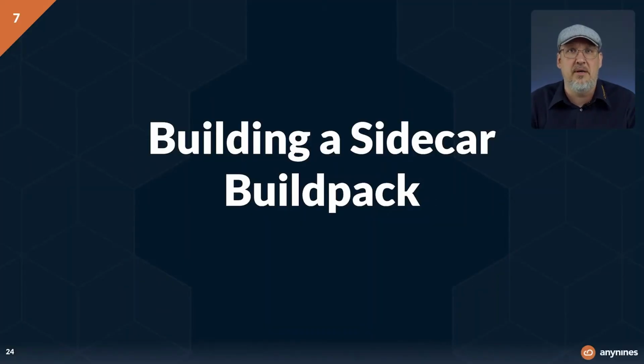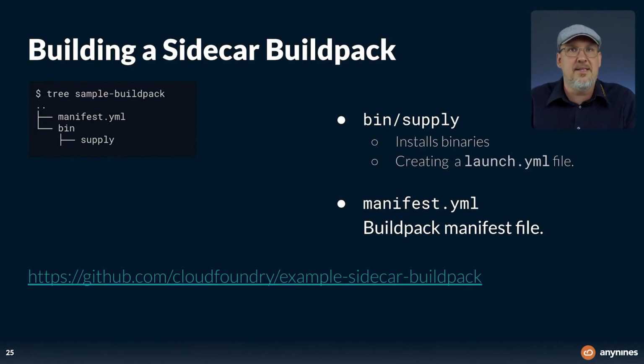Building a sidecar buildpack is not that hard. The simplest form of a sidecar buildpack contains at least the supply script in the bin folder. This script installs all needed components parallel to the main process within the application container during the supply phase. The script can also create a launch.yaml file. This file would be responsible that the sidecar process could start automatically depending on some small conditions.